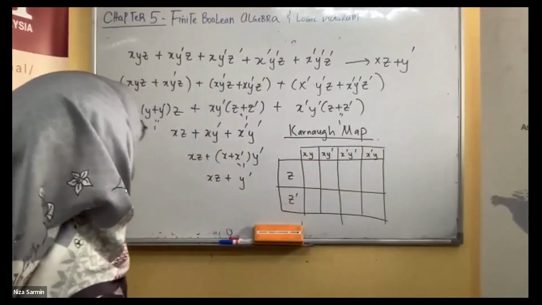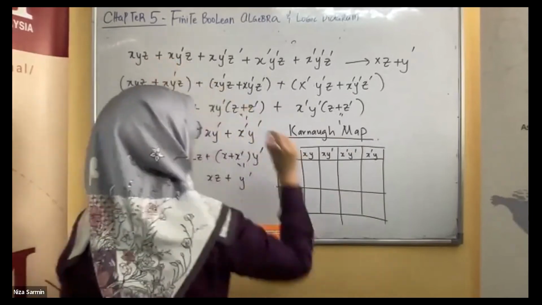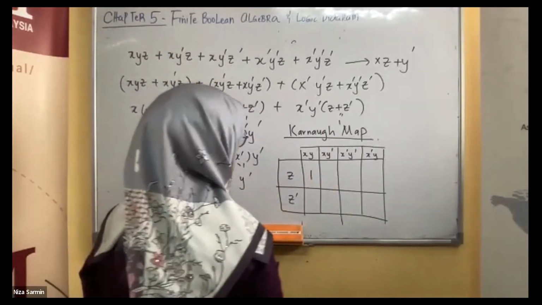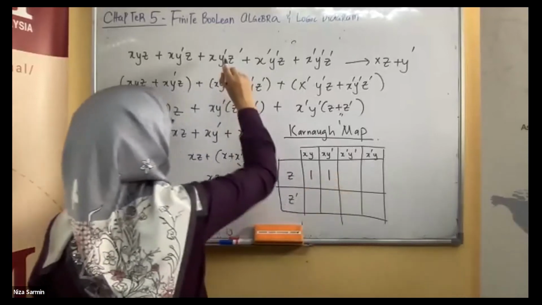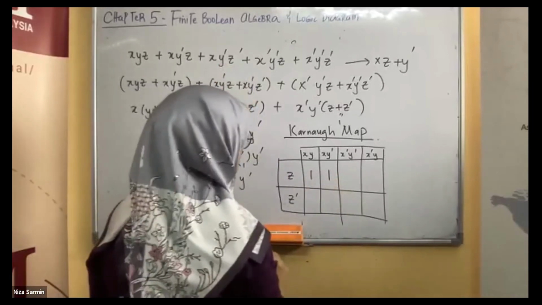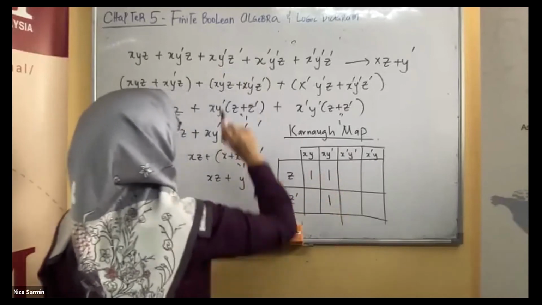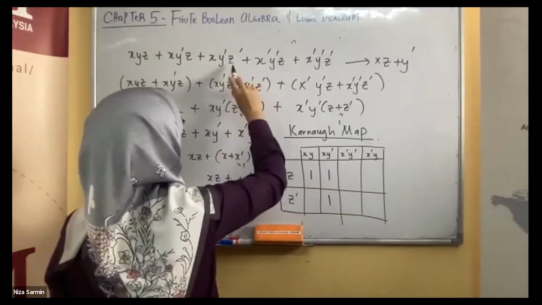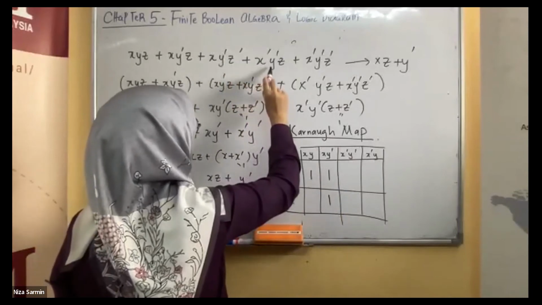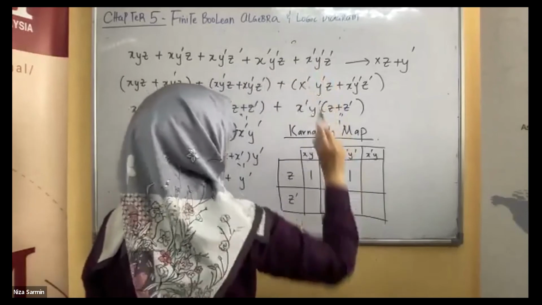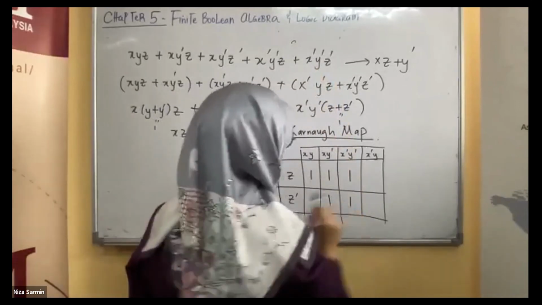So I will do it consistently: xy, xy prime, x prime y prime, x prime y. And you fill out xyz, xy prime z, xy prime z prime, x prime y prime z.